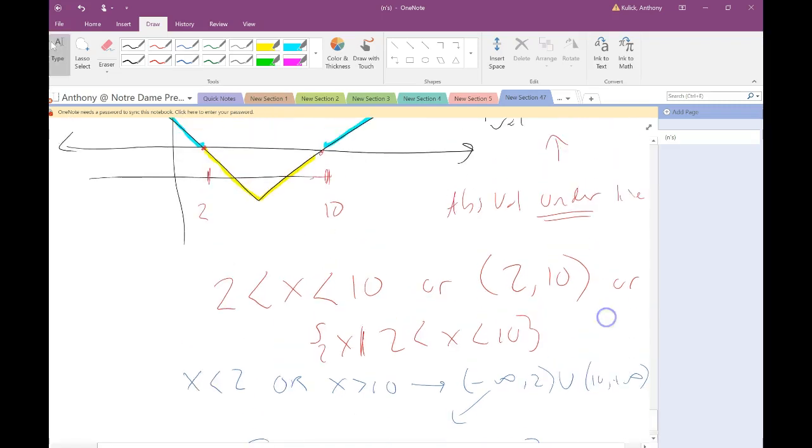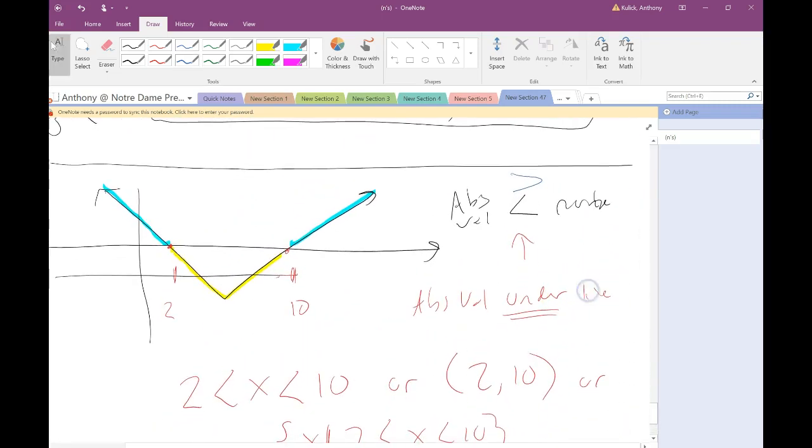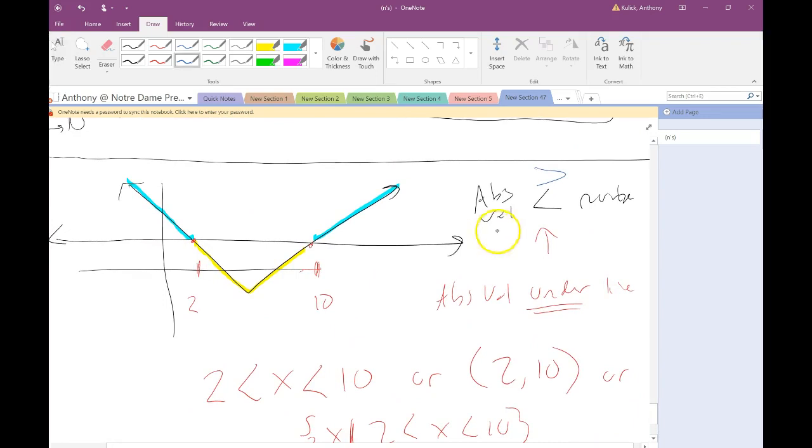So if you're just looking at a picture, even if you don't know how to solve the equation or the inequality, you could just interpret it this way from the picture and talk about the places where the graph is either above the line or below the line. Okay with that?